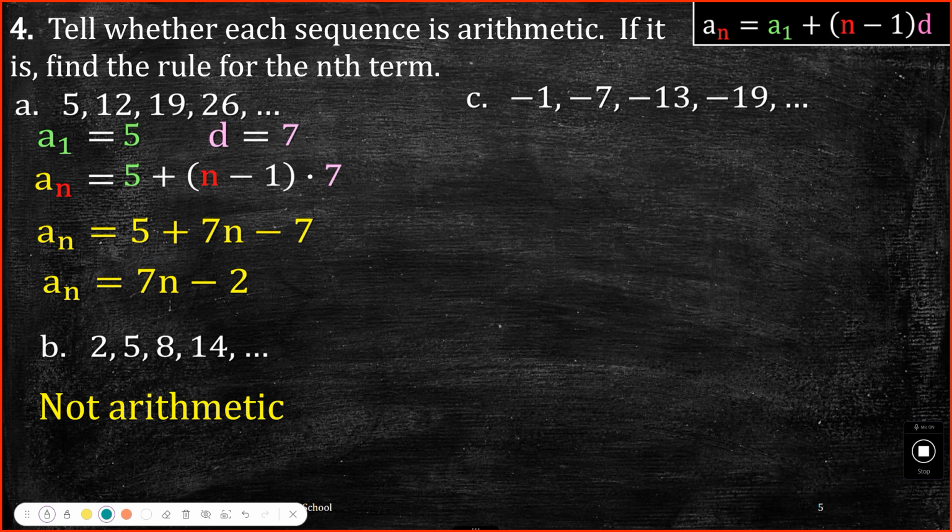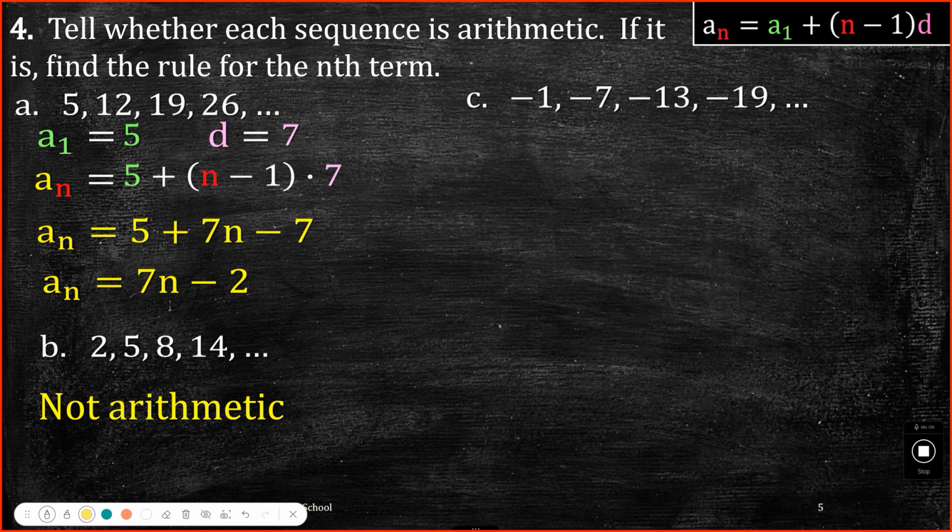Let's go to C. It either has to add a constant amount to get the next number, or subtract a constant amount to get the next number. Either add or subtract. Is this an arithmetic sequence, yes or no? The answer is yes. What are we doing to get the next number? We're adding a negative 6. Negative 1 plus negative 6 is negative 7. What's negative 7 plus negative 6? Negative 13. Okay, it is.